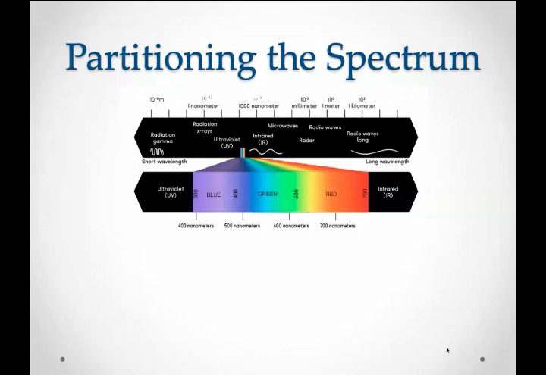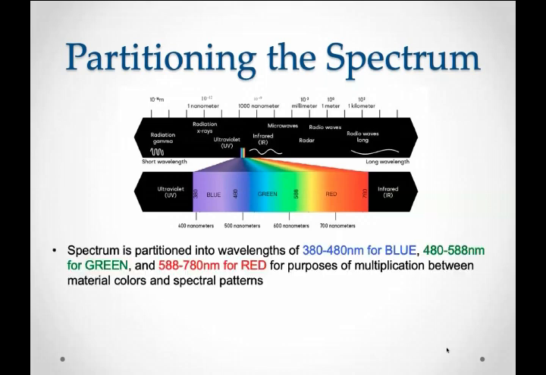So how does this work in practice? Well, we end up partitioning the spectrum so the interaction between RGB and spectra is well defined. So we partition over the visible spectrum from 380 to 480 nanometers for blue, 480 to 588 nanometers for green, and 588 to 780 nanometers for red. Those are the default intervals for those 3 channels.